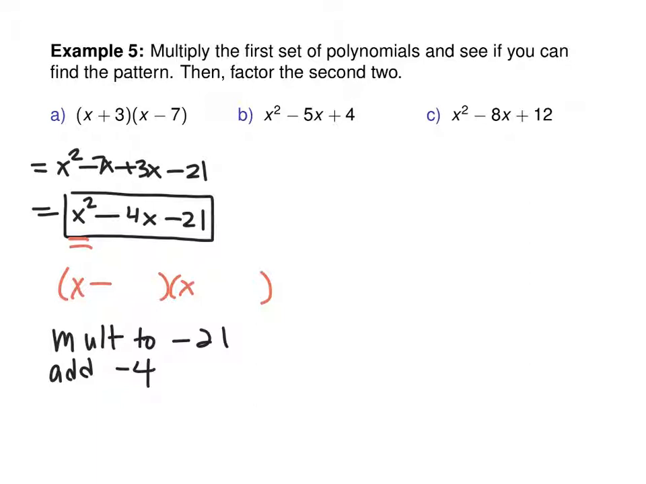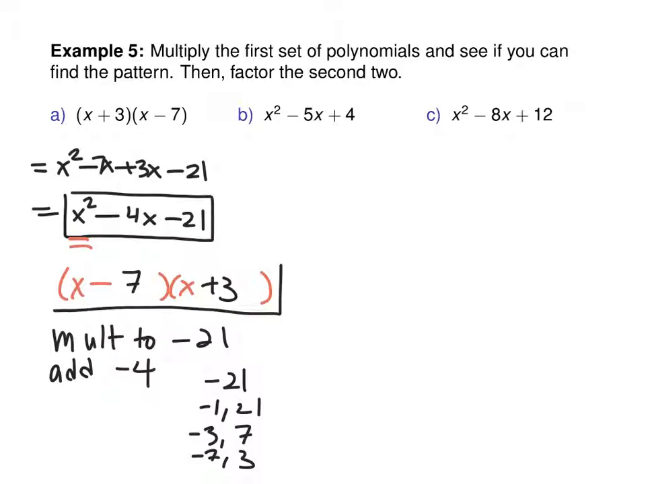I usually just list factors. Yeah, exactly. You say, oh, minus 21 is negative 1 and 21. Does that work? No. It's negative 3 and 7. Does that work? No, but almost. So what would be the correct ones? Negative 7 and 3. So x minus 7, x plus 3. And just like with the previous problem, you can always check your answer by remultiplying.